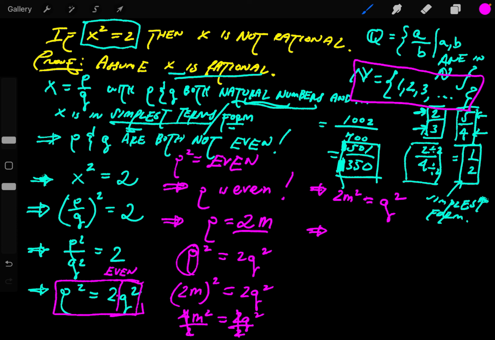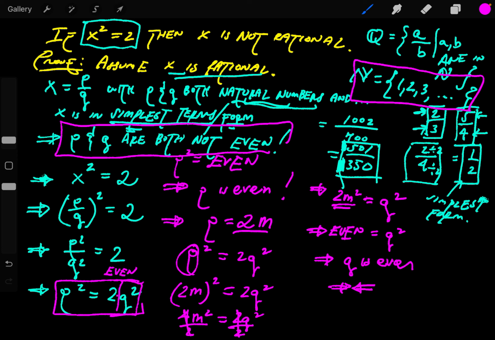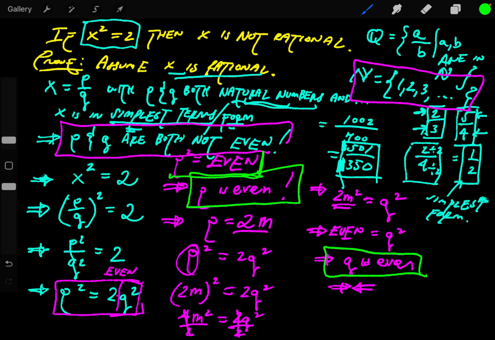And now this implies that this side must be even, because it is 2 times some natural number, equal to q squared. But then if q squared is even, then q is even. And this is your contradiction, because we started off saying that p and q are not both even. But I concluded that p is even, and now I concluded that q is even, and that cannot occur, which means that my assumption is false and x is not rational.